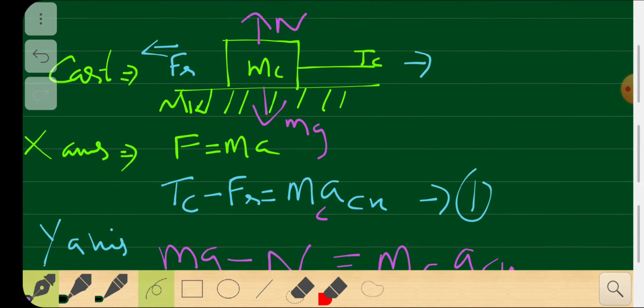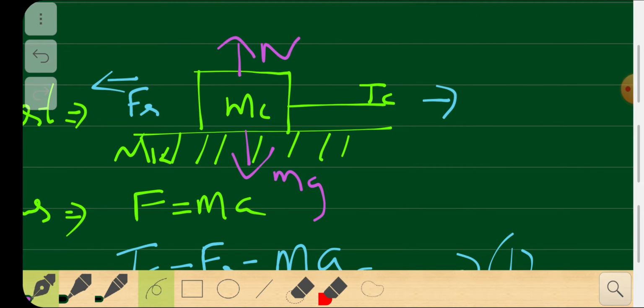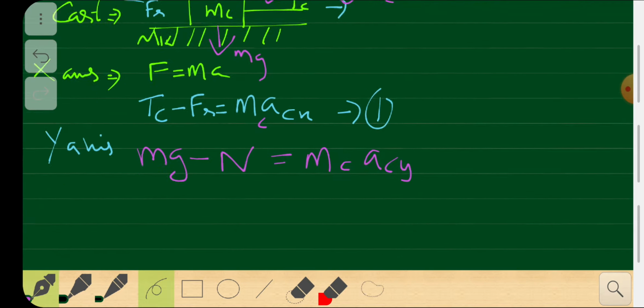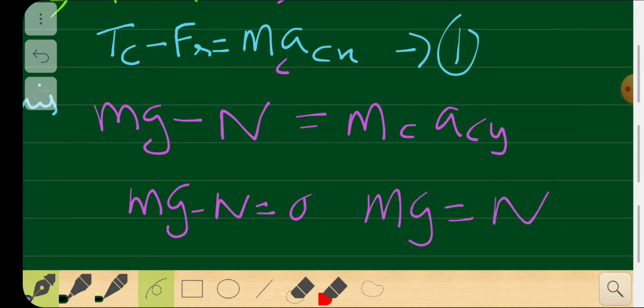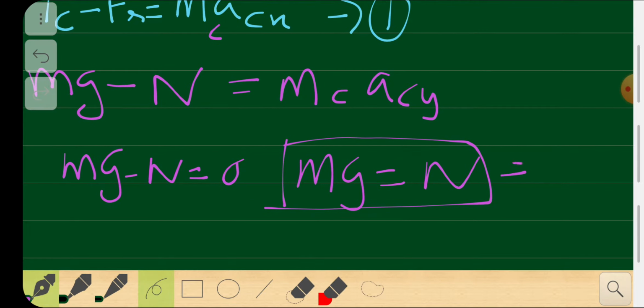So you can see that this thing is resting on the ground. It is not moving. That means the acceleration in the y-axis is 0. It cannot break the table and go up and down. So acceleration in the y-axis is equal to 0. So you can see mg minus n is equal to 0, or mg must be equal to n. Okay, so mg is equal to n. Let's call that equation 2.